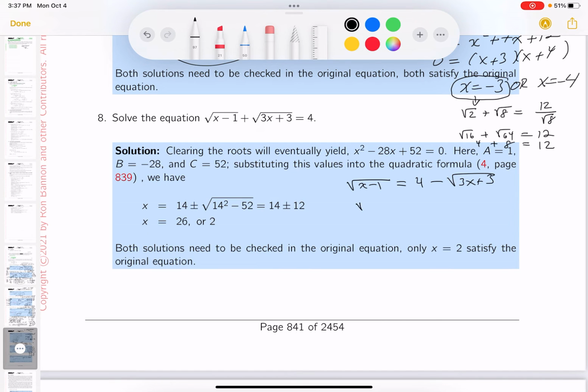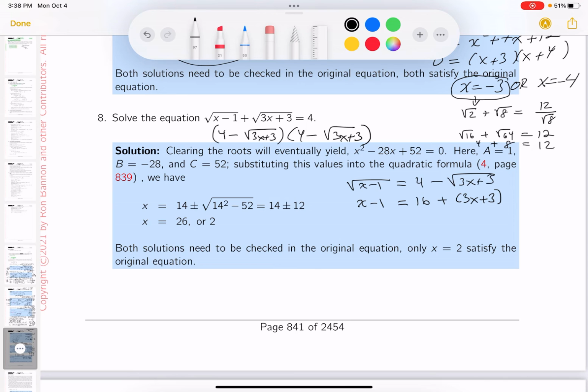When you square both sides, and it's going to be tough for you, you're going to get x minus 1 on the left side. On the right side, you're going to get 16 plus 3x plus 3. Oh, this is going to be tough, isn't it? So let's write this down. So it's 4 minus root of 3x plus 3 times 4 minus root of 3x plus 3.